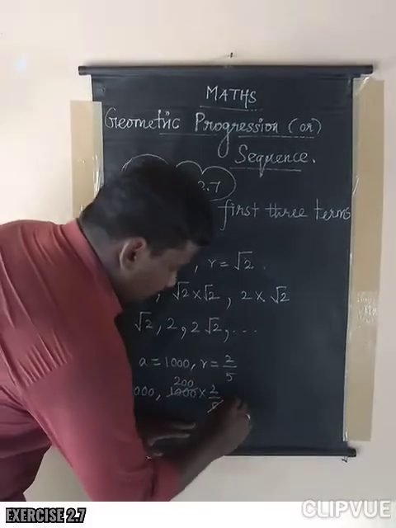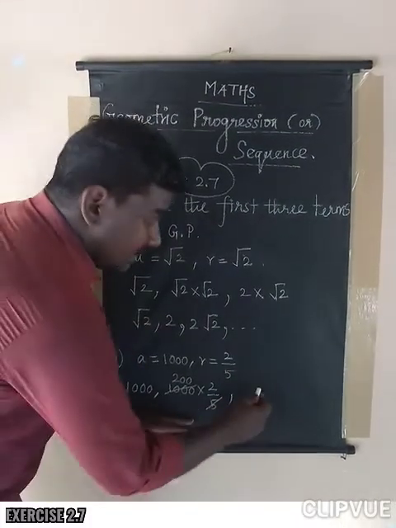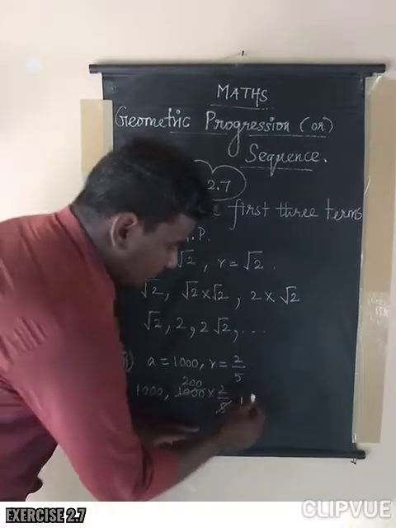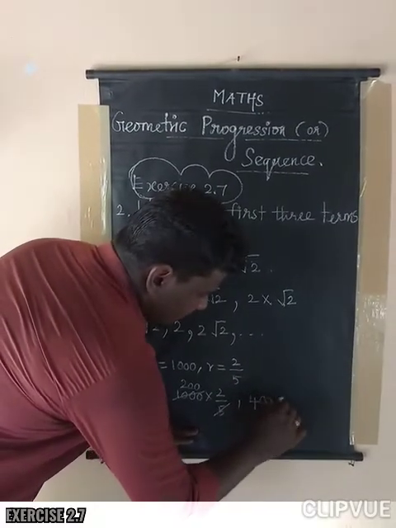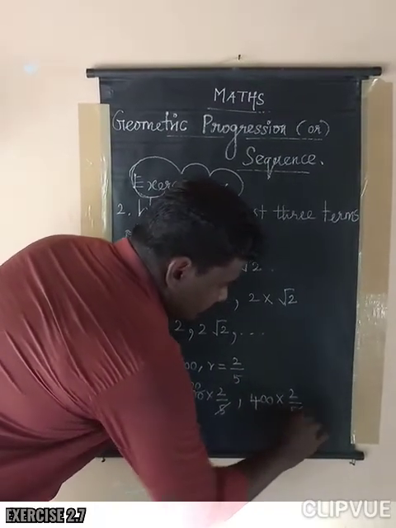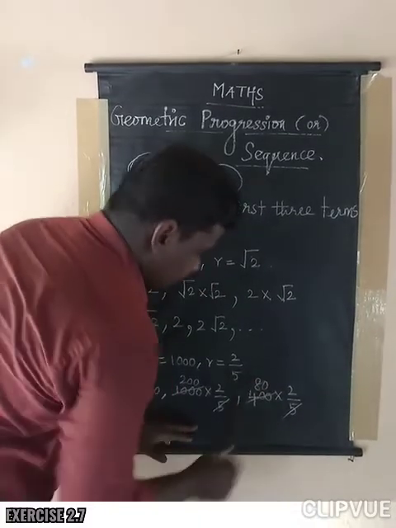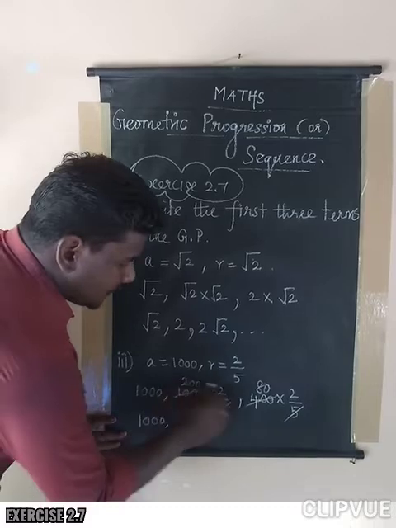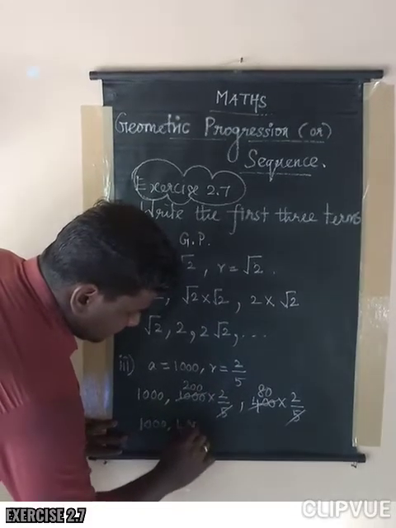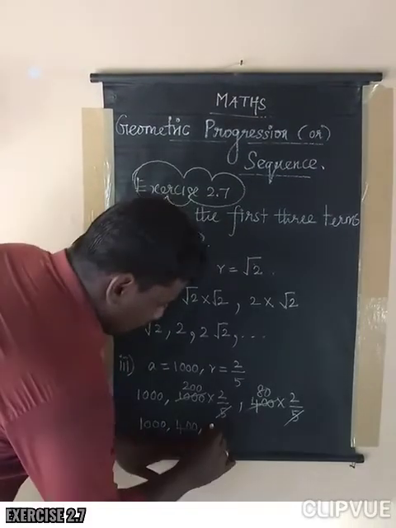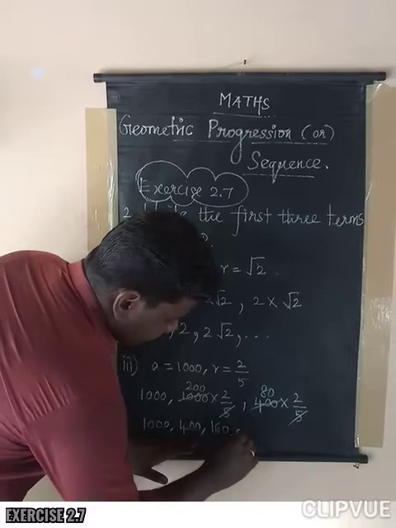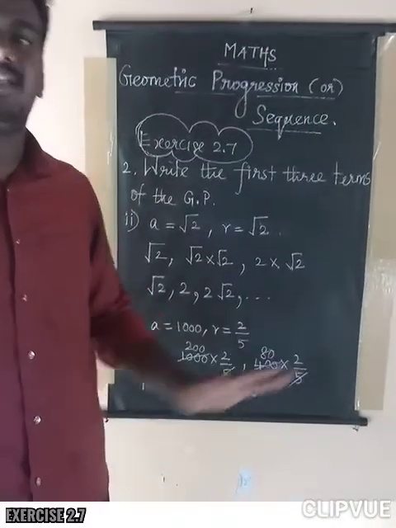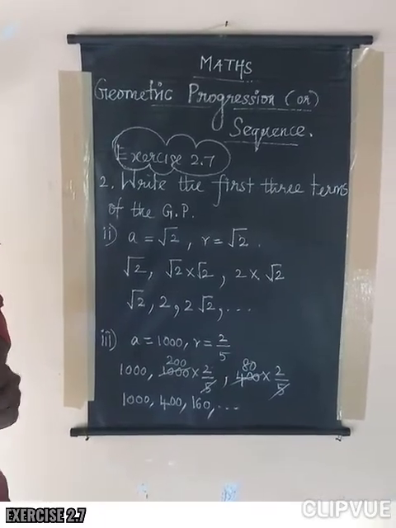So 200 into 2. The third term will be multiplying the common ratio by the preceding term. The preceding term is 200 into 2, that is 400, into 2 by 5. 1 time, 8 times. So it can be written as 1000, 200 into 2 gives 400, 80 into 2, 160, and so on. This 1000, 400 and 160 are the first 3 terms of the given sequence.